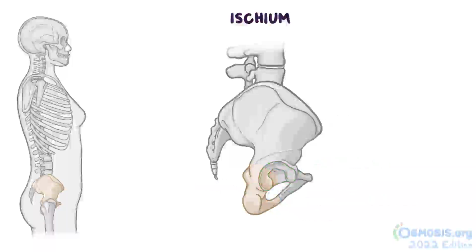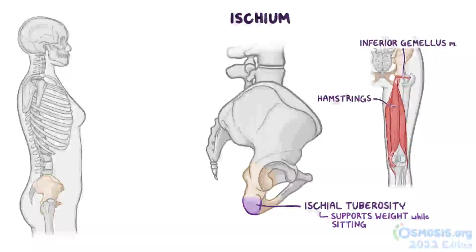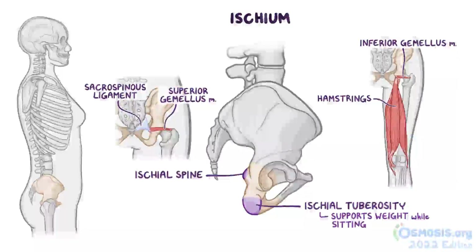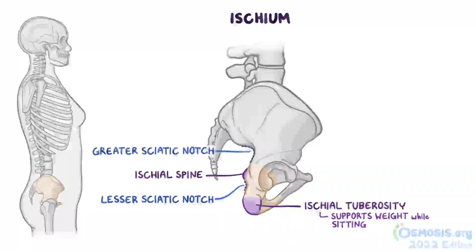On the infero-posterior part of the ischium, there's a large, roughened area called the ischial tuberosity, which supports our weight while sitting, and where the inferior gemellus muscle and the hamstrings attach. At the junction of the body and ramus, there's a pointed projection called the ischial spine, where the sacrospinous ligament and superior gemellus muscle originate. Below the ischial spine, specifically between it and the ischial tuberosity, there's an arc called the lesser sciatic notch, and above the ischial spine is the greater sciatic notch, which is formed by parts of both the ischium and the ilium.